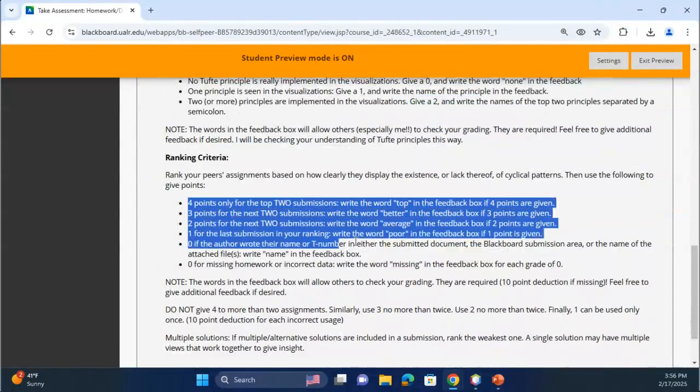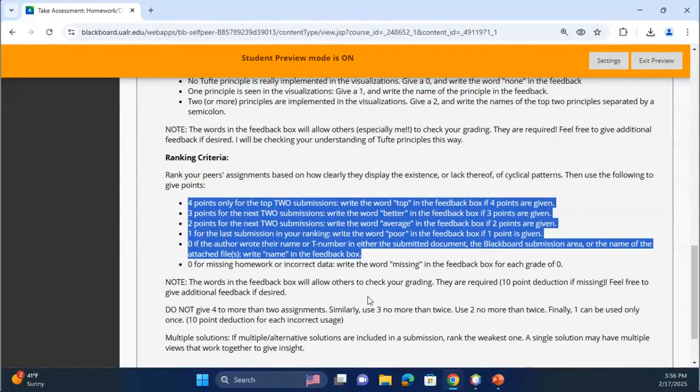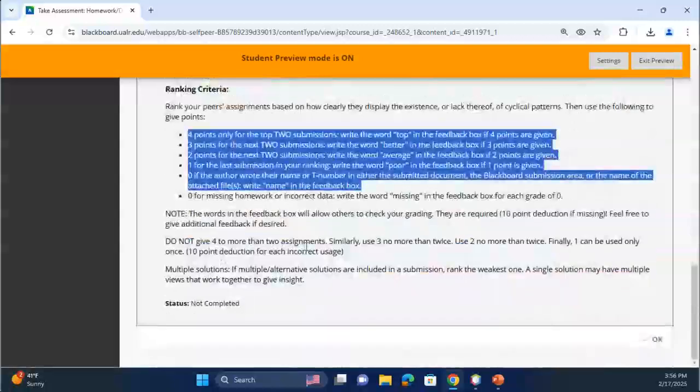And then the ranking criteria stays the same. That's what you were doing for homework 1. Because of Tufte, I'm not asking for comments. Feel free to give them, but I'm not asking for 10 to 30 words on this one necessarily. If you want to give them feedback, that's fine. It's fine to give feedback, but it's not required. So if you don't give feedback, you get the same grade as if you give extra feedback.